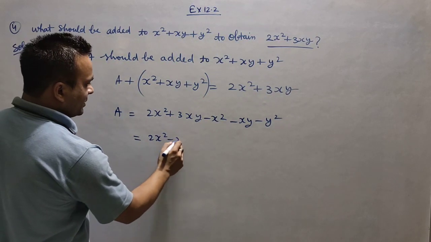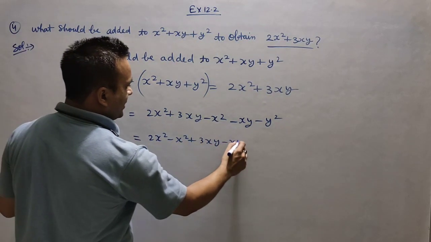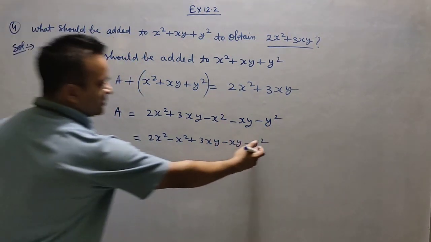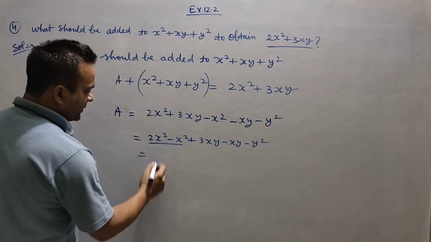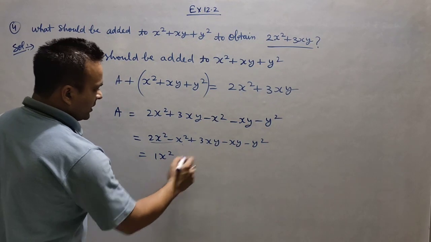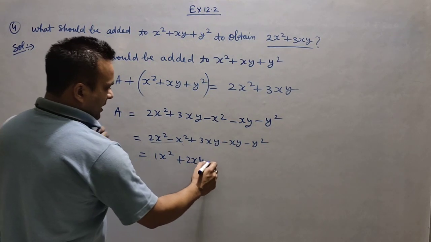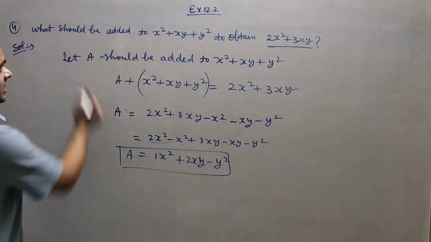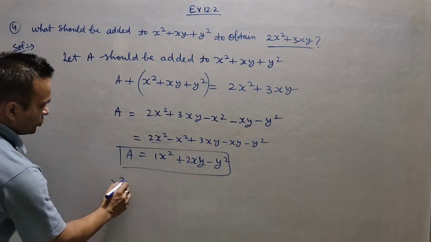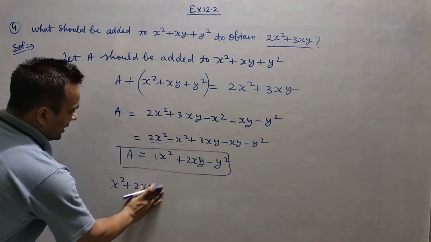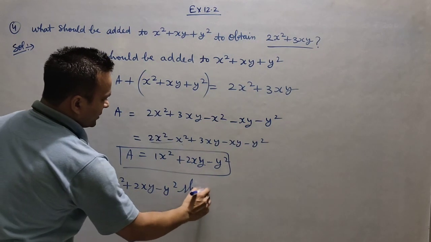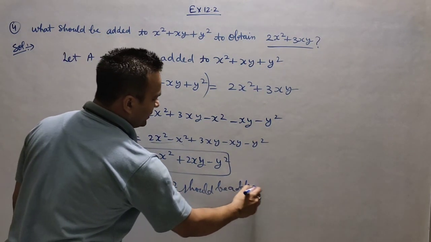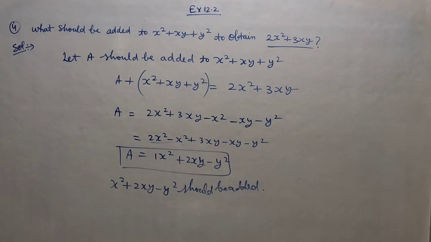So like terms together, and unlike terms means y square is not having any like. So what it will be now, 1x square, it will be 2xy and minus y square, and it is what? A. And what have we supposed A? That term. So it is x square plus 2xy, and you can say that minus y square should be added. Finally you can write like this, right? I hope that you have understood this type of problems, right?